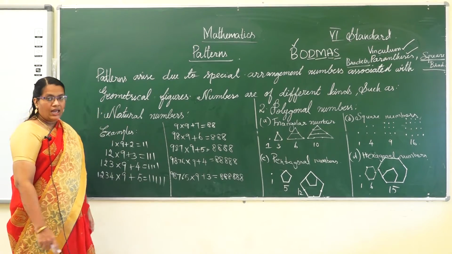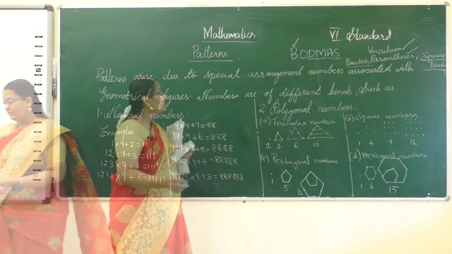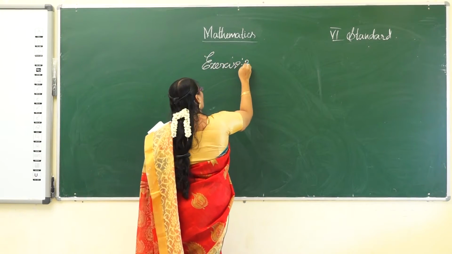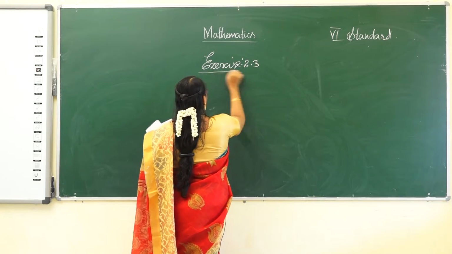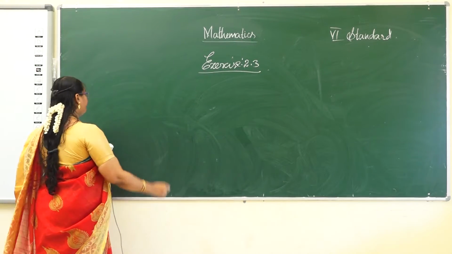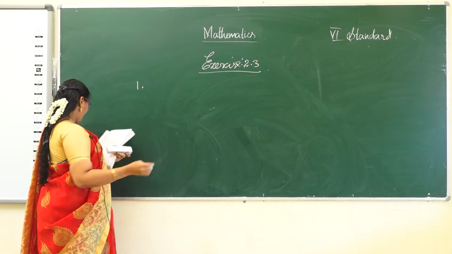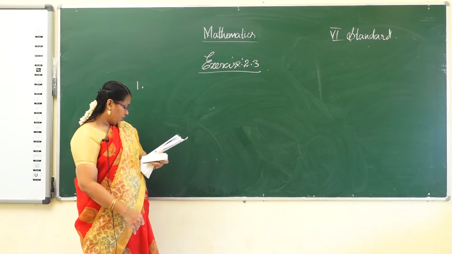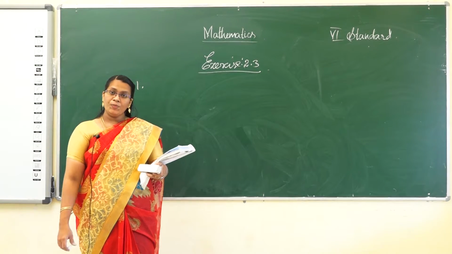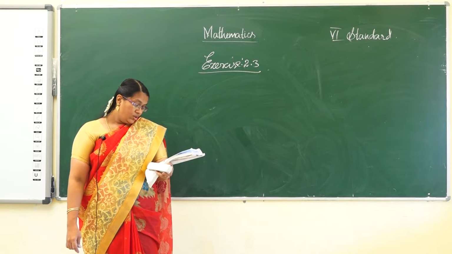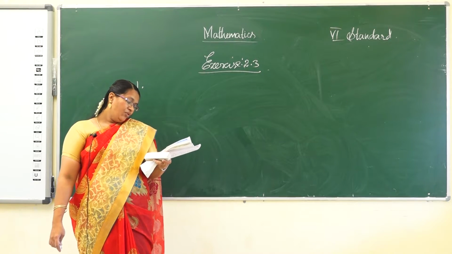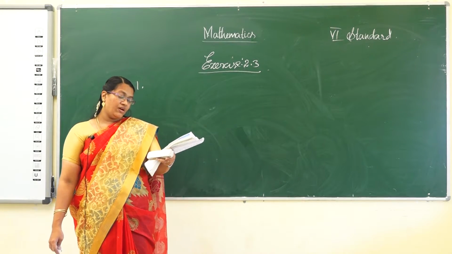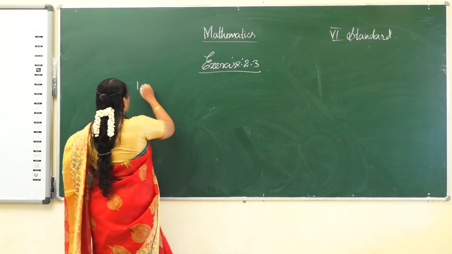Now see exercise 2.3. The first one: simplify the following numerical expression. Already you know this well, and more problems are in exercise 2.2. Problems 1, 2, 3, 4, 5 are homework. Now do the difficult problems from the 6th problem.